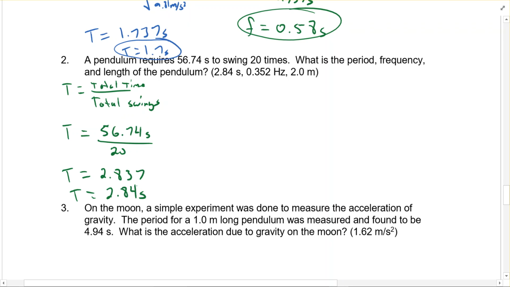2.84 seconds. And remember, when you're looking at your sig digs, this 20 times thing is a whole number. We don't include that, right? So it should be one more sig dig. No, it's going to be 4. Should have left it like that. Okay, so that should be my answer then. Okay, and then frequency, which is 1 over that. So 0.3525 hertz.